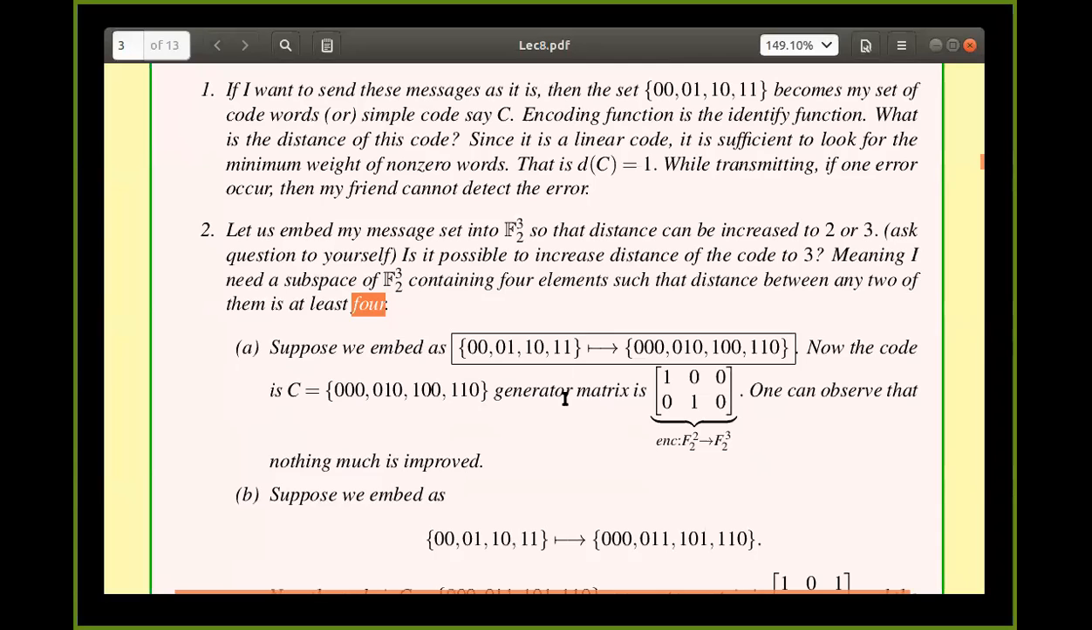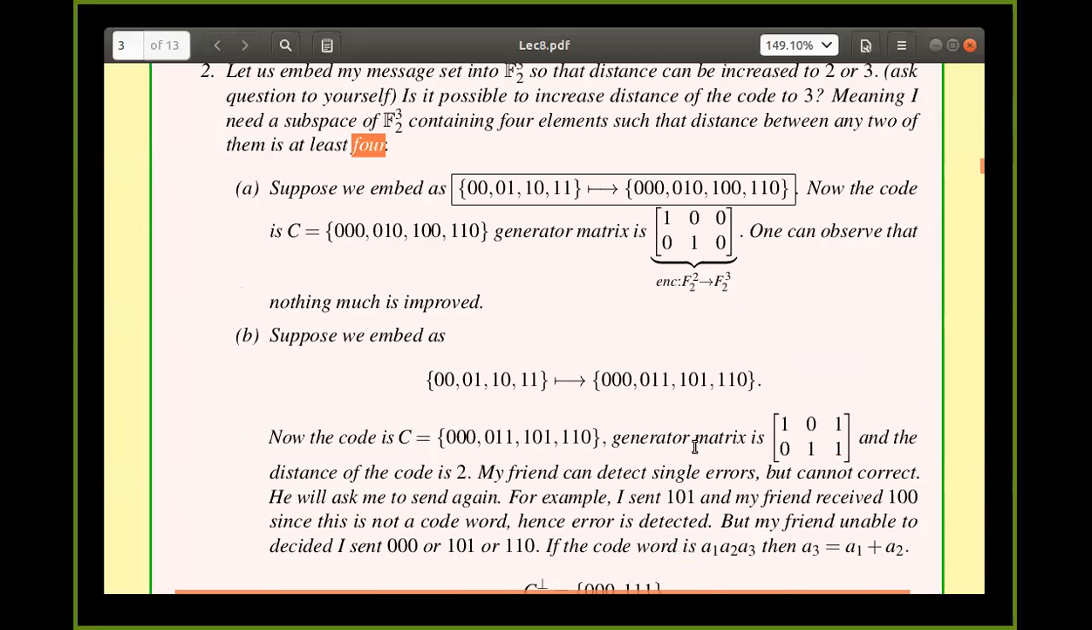What is it that I am doing actually? I added 0 here, I added 1 here, so that now all the parities are becoming even, right? Yeah, very nice. So now the code has become this, and you can easily check that it is also a subspace. But is there any advantage?